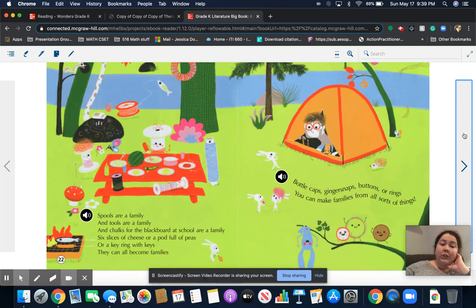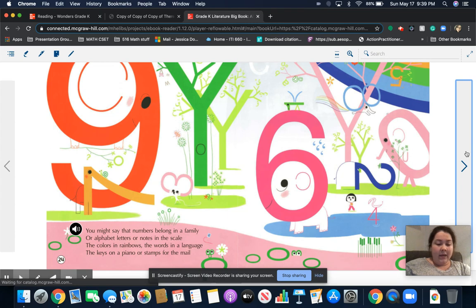Spools are a family, and tools are a family, and chalk for the blackboard at school are a family. Six slices of cheese, or a pod full of peas, or a key ring with keys, they can all become families. Bottle caps, ginger snaps, buttons, or rings, you can make families from all sorts of things. You might say that numbers belong in a family, or alphabet letters or notes on the scale. The colors in rainbows, the words in a language, the keys on a piano, or stamps for the mail.